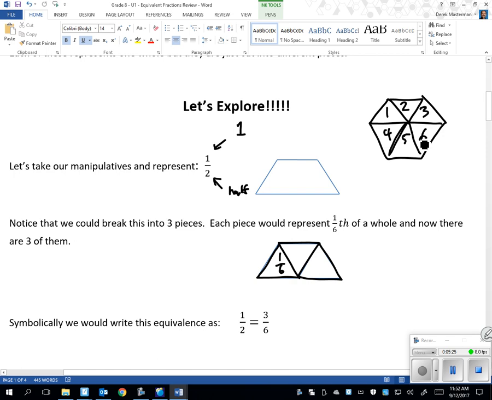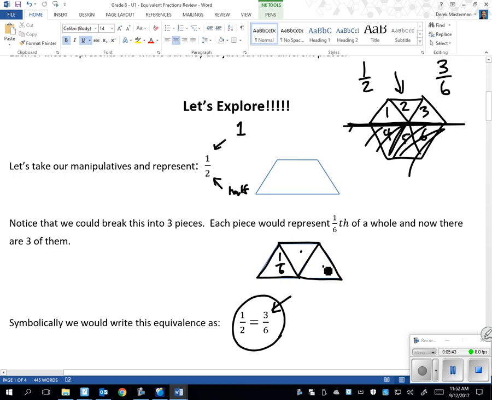Good. I had a half, and I've chopped that up into 3 pieces. Where'd it go? Down here. 3 pieces now. 1, 2, 3. And they are these little triangles, just like our little manipulatives that we had. These little triangles, which we call 1/6. And I have 3 of the 1/6.